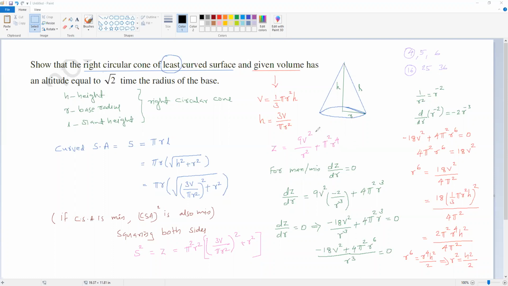Okay. So we got the critical point. And one more point is that critical points are the points where the derivative is equal to 0 or undefined. Here the derivative is undefined when the denominator r cube is equal to 0, meaning r is equal to 0. But that is not possible, because radius cannot be 0.